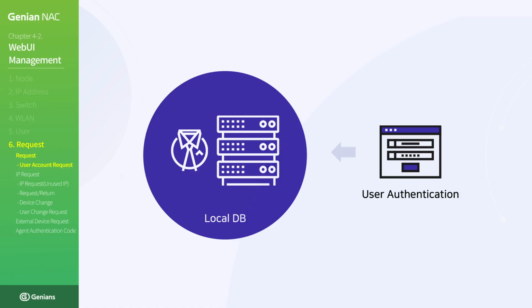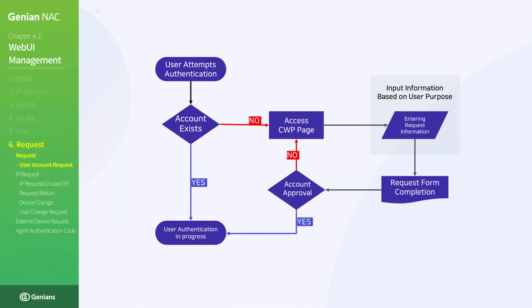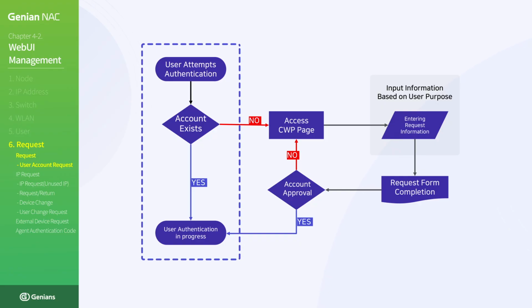The user account request stores accounts in NAC's internal local database, allowing user authentication based on this information. If an external authentication repository is used, or alternative authentication methods are applied, the user account request will not be used. User request is initiated when a user without an existing account attempts to authenticate. If a user account exists, NAC proceeds with the standard authentication process.